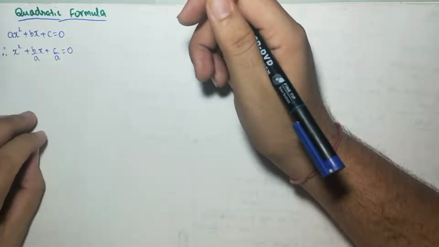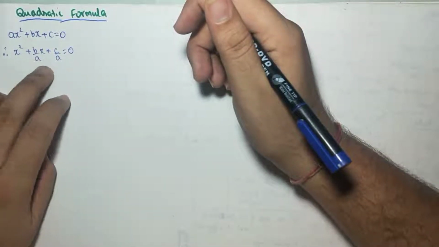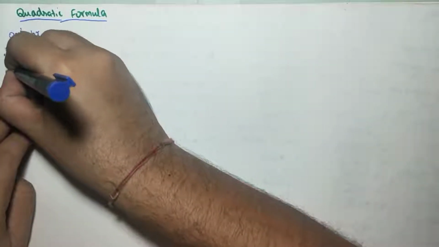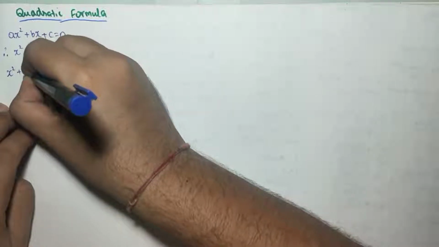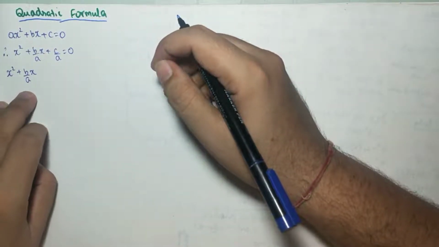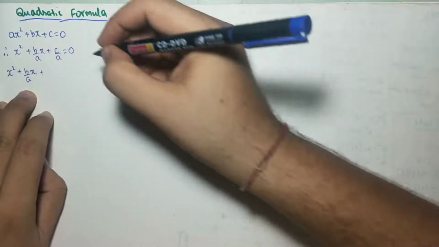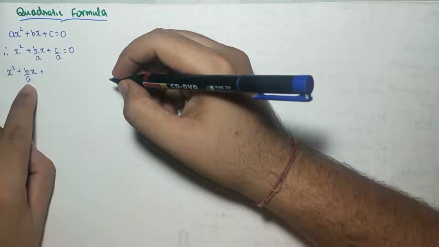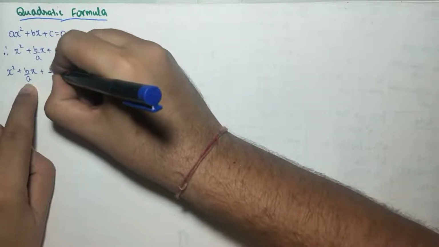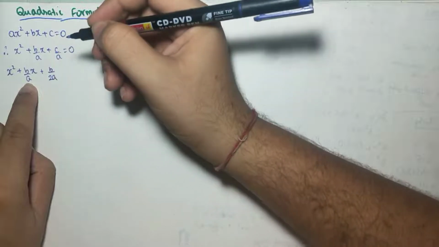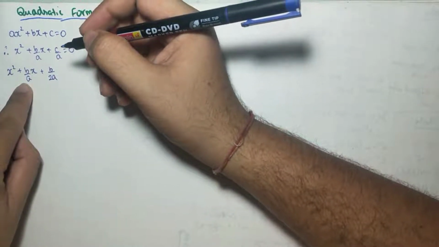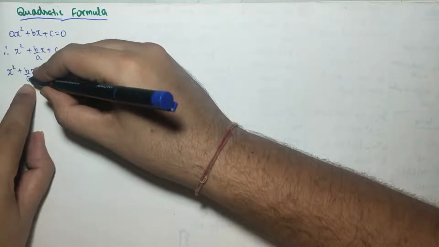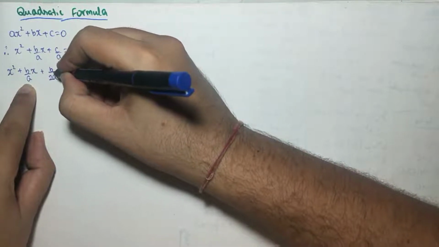Now what was the next step? The next step was, we used to write the first two terms as they are: x square plus b upon a x, plus the third term, which was made by multiplying the denominator of this coefficient by 2. That way it will become b by 2a. See, the coefficient of x was b by a. We obtained the third term by multiplying the denominator by 2, so it became b by 2a.